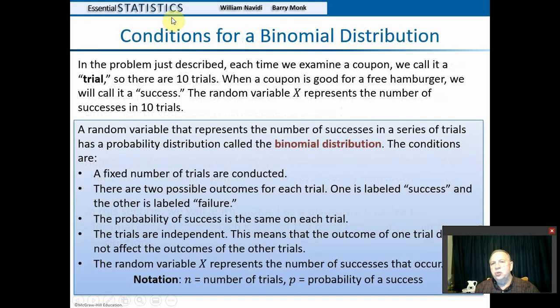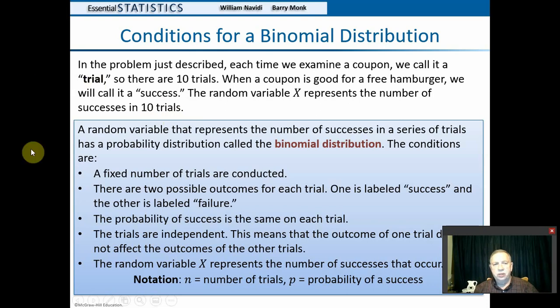Okay, so that kind of combination of things is called a binomial distribution. In the one that we just described, each time we examine a coupon, we call it a trial. So there are 10 trials. They're basically 10 samples that we're pulling in, and then we're asking the question, how many out of that 10 are successes, 0 through all 10? Each time we get a coupon, in this case a free hamburger, we call it a success. The random variable X represents the number of successes in 10 trials, 0, 1 through 10. So that would be 11 values that we're concerned with.